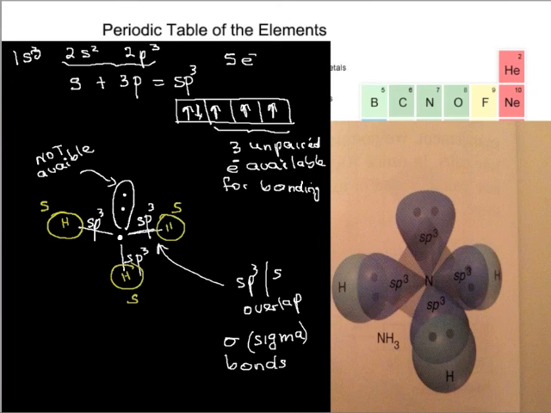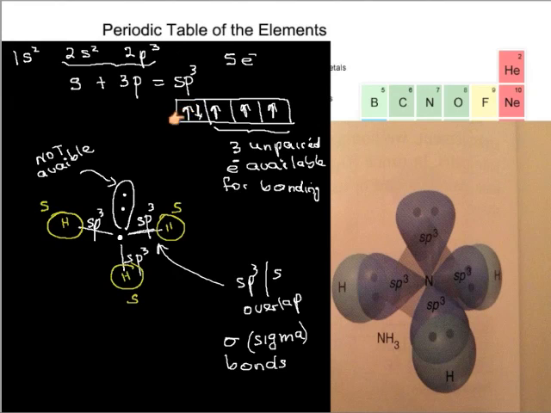Look at the electron configuration of nitrogen. We have in the valence shell 2s2, 2p3, and we have a total of 5 electrons. Now if we combine the s orbital, the single s orbital, with 3 of the p orbitals, we have 1, 2, 3, 4 orbitals altogether. And putting the 5 electrons back into the 4 hybrid orbitals, we realize that there are 3 unpaired electrons, which gives nitrogen the ability to make 3 sp3 bonds or 3 sp3 sigma bonds.